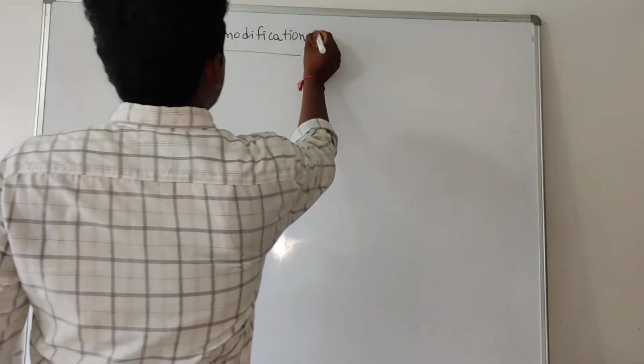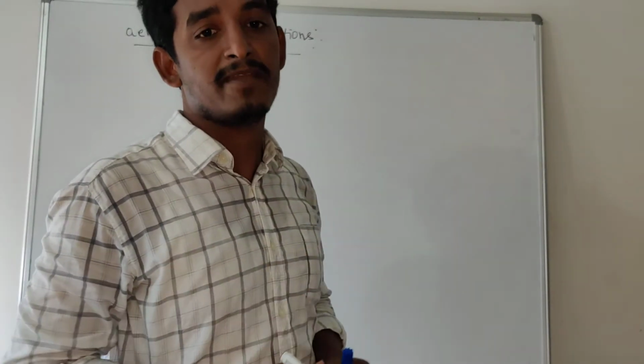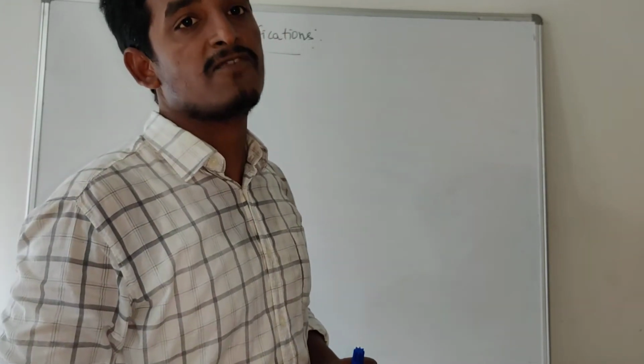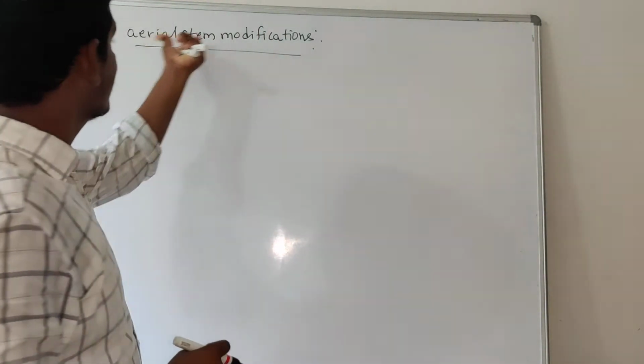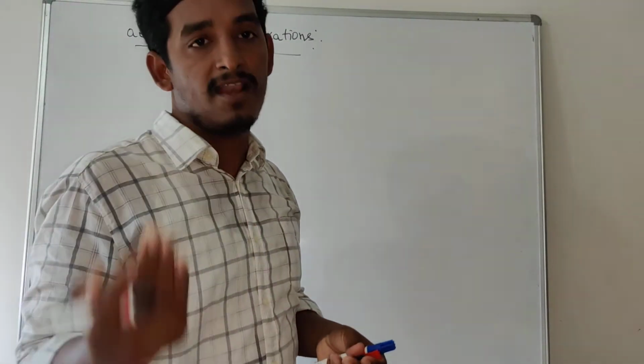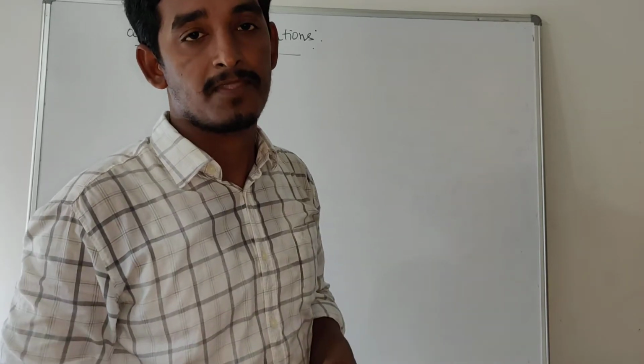What about aerial stem modification? We already know the modification. Modification means a permanent change takes place in the stem to perform a special function. So aerial stem modification means the stem is modified above the soil, and we call it aerial stem modification.